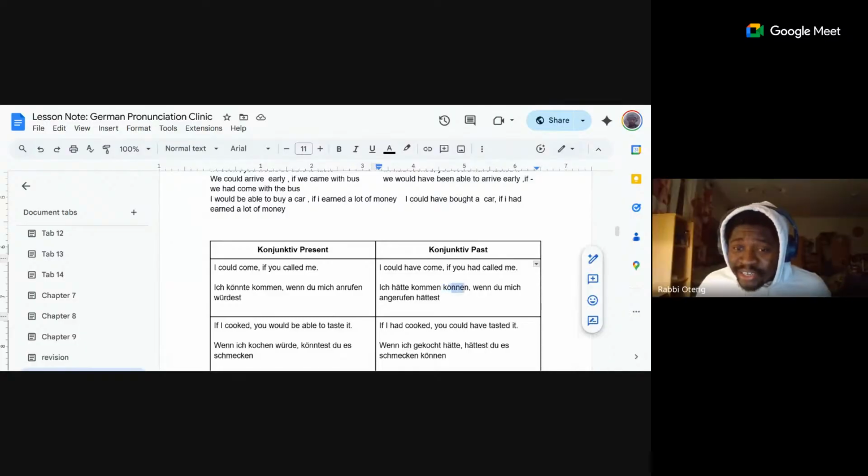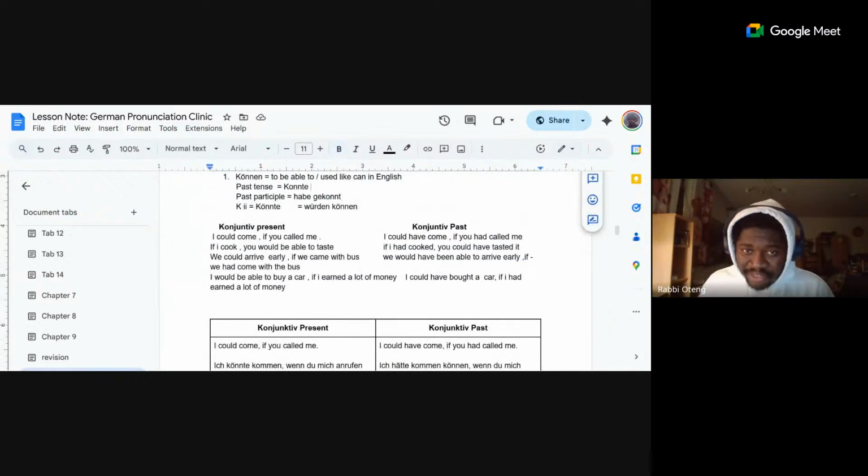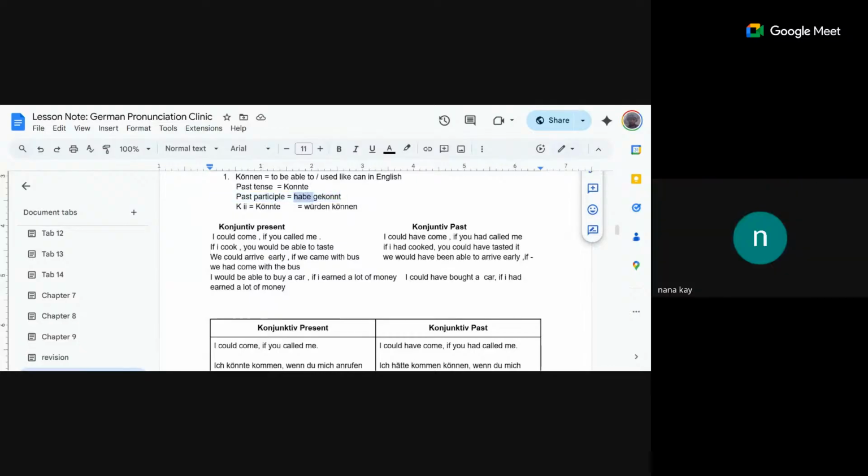This sentence has to do with the modal verb können, and we don't say "wäre können". With modal verbs, that's what I said here, the past tense of the modal verbs is formed with haben. Okay, the past tense is formed with haben.